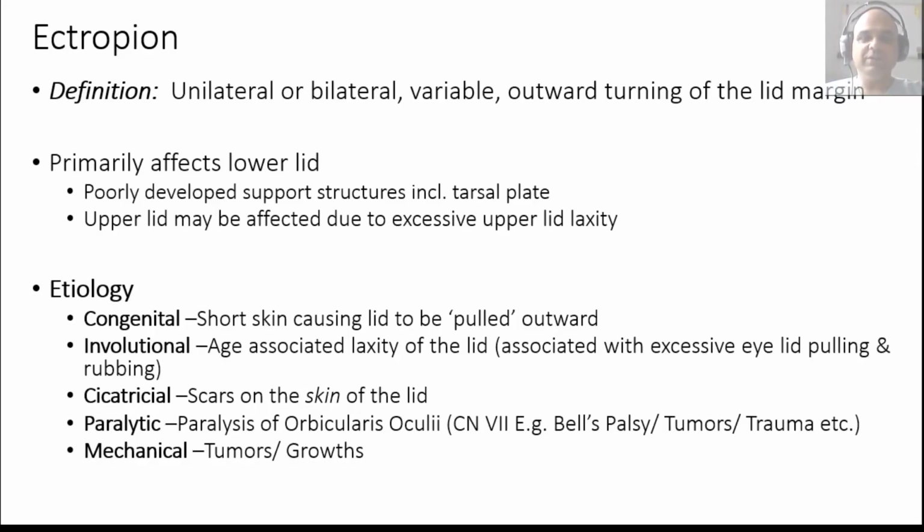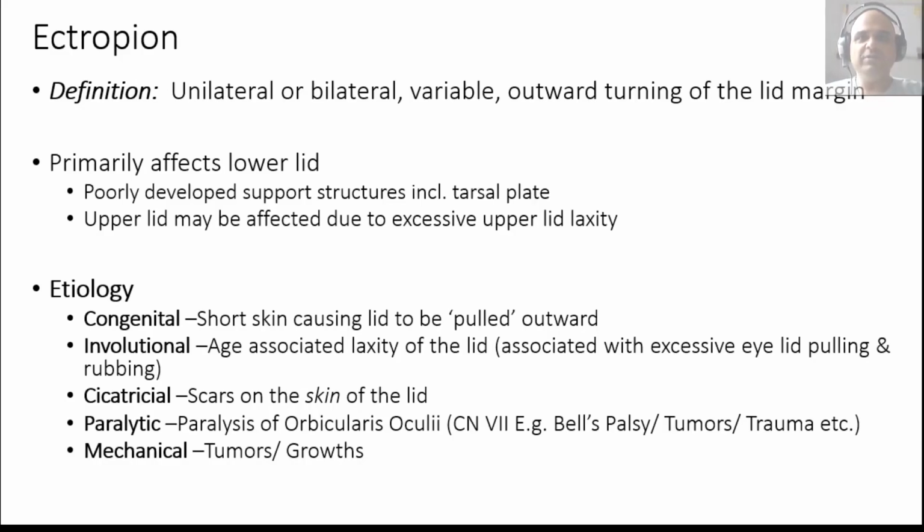Cicatricial is because of scarring on the skin side, which causes the skin to pull the lid margin outwards. Paralytic is because of paralysis of the seventh nerve. Remember, orbicularis oculi helps in closing the eye, so when it contracts or its tone helps the lid oppose itself to the eyeball. And if the muscle is not working, the lid margin can sort of fall away from the eyeball. We'll see some examples in a bit.